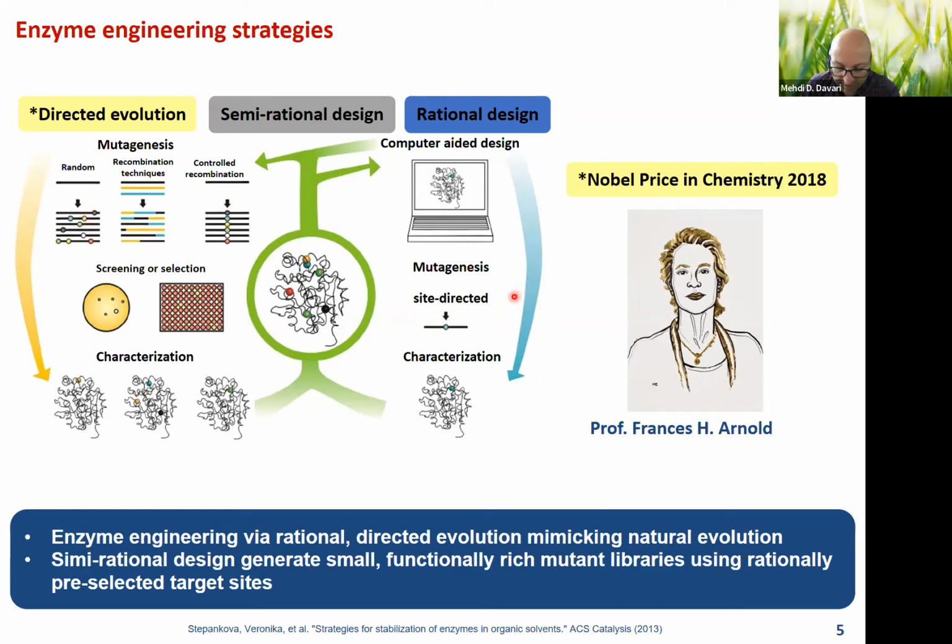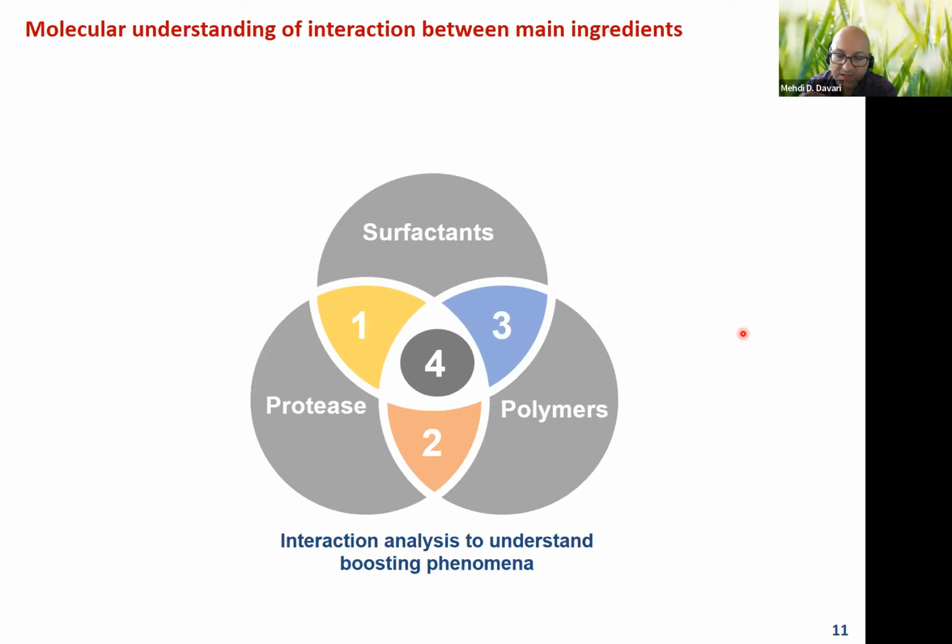But to study the interaction, as I mentioned, the system is too complex. We decided first to look at the interaction between 2 components, and then further we try to increase the complexity of the system. So we started with a study of the protease-surfactant, then we looked at the protease-polymer, surfactant-polymer, and then all the system together with this numbering scheme. So here you see exactly how we look at the system. So let's start with our modeling.